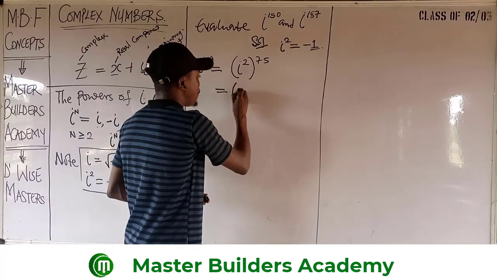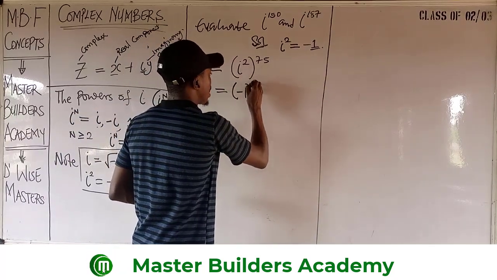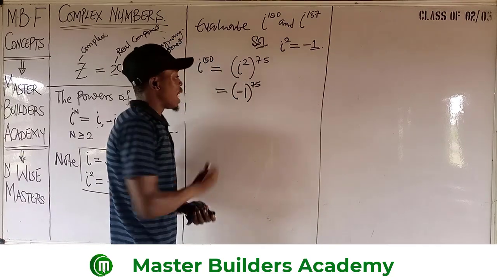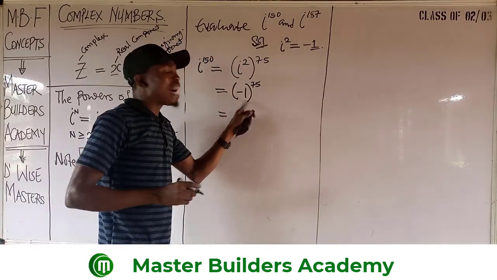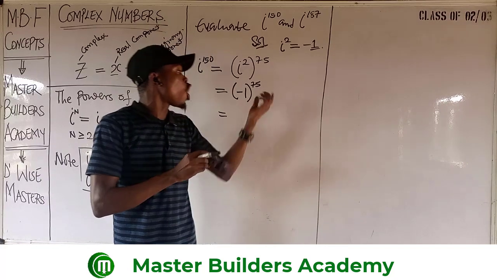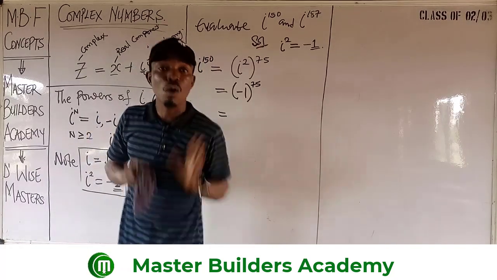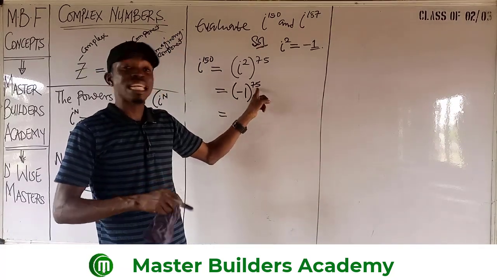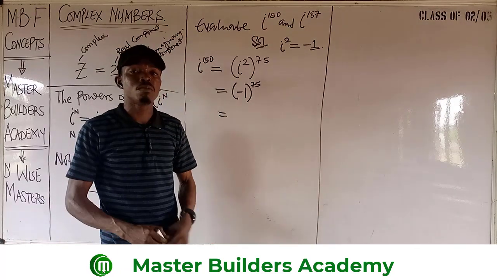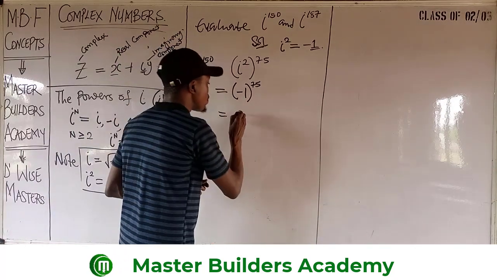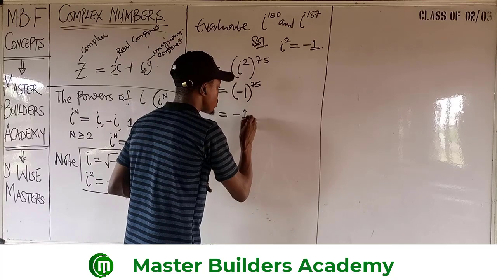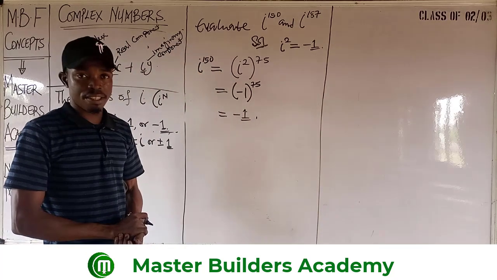And then this will give us minus 1 raised to the power of 75. And then if this is clear, minus 1 raised to the power of an odd number will give you negative 1. So as long as the power here is an odd number, the outcome will be negative. So this will give us negative 1. It's as simple as this.